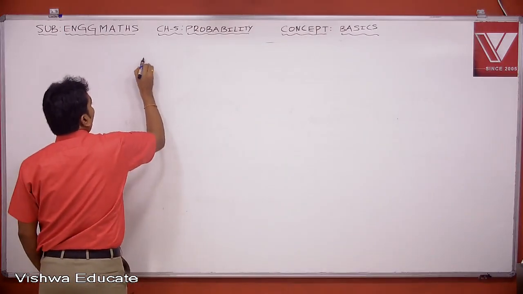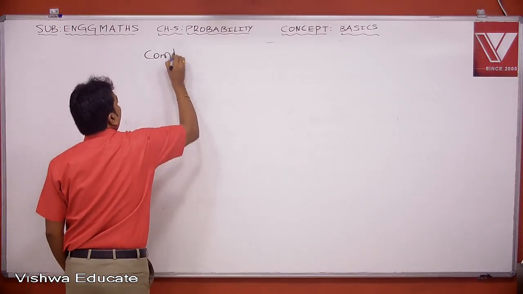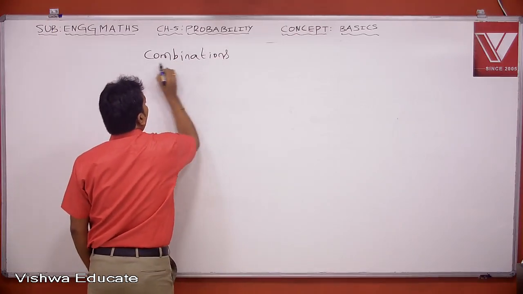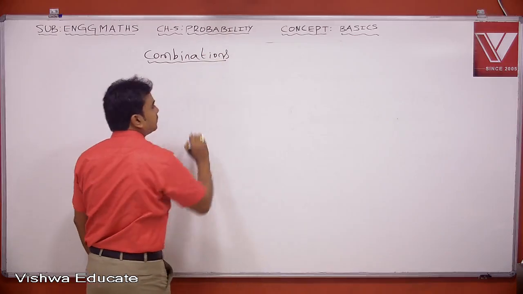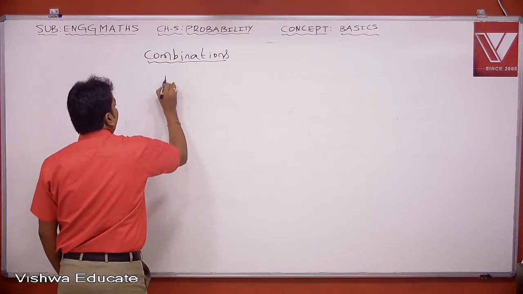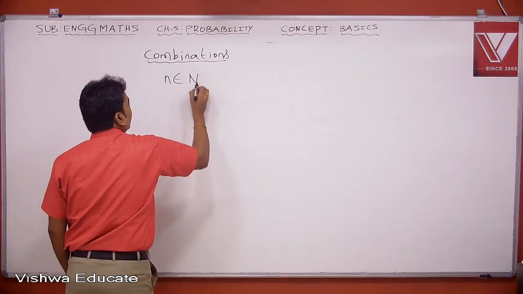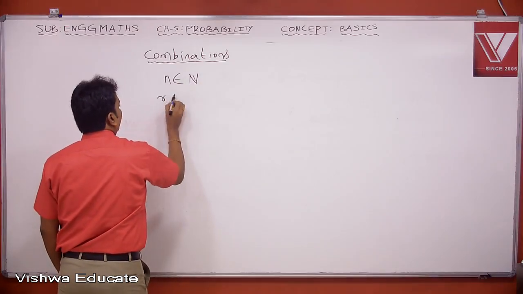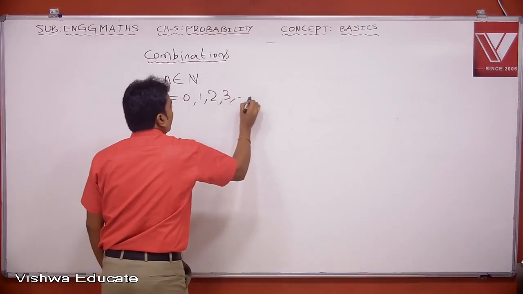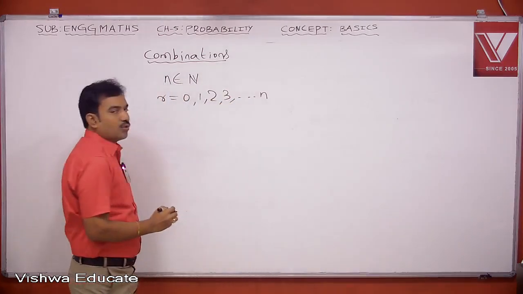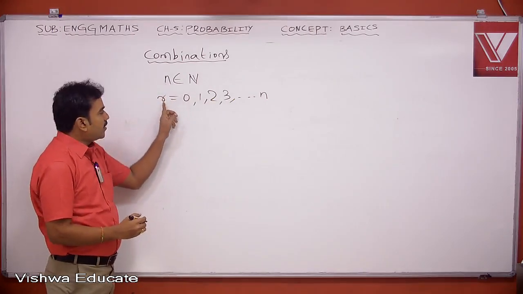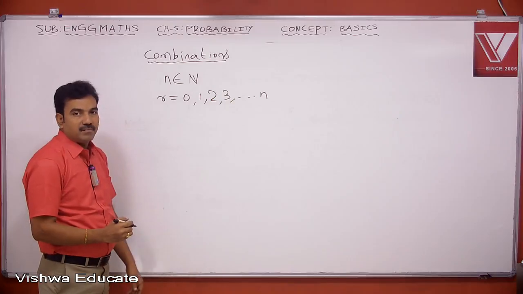Next we go to combinations. Very important concept. Suppose n is a natural number and r is a number ranging from 0 to n. This small n is a natural number. r is a number ranging from 0 to n.